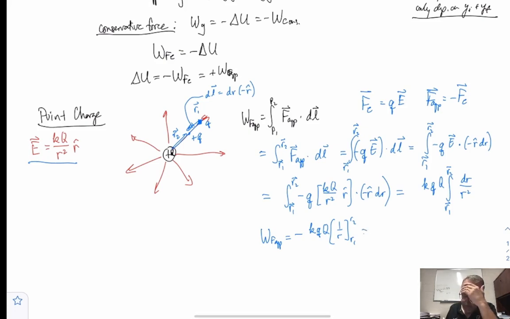And so notice too that this has now taken two vector quantities, the F and the dl, and created a scalar quantity. So the work is simply a scalar function, minus KQQ times 1 over R2 minus 1 over R1. Or you could just write it as KQQ times 1 over R1 minus 1 over R2. Take the negative sign out. Like that.